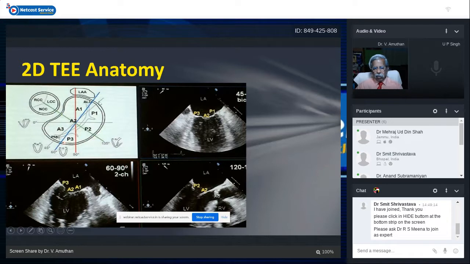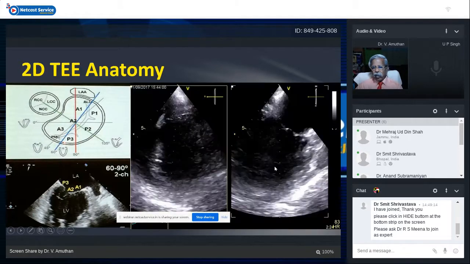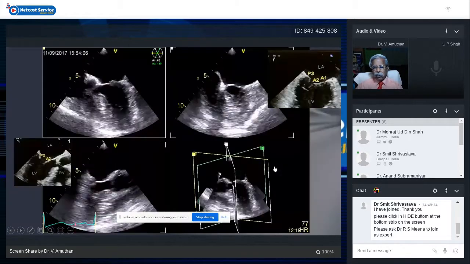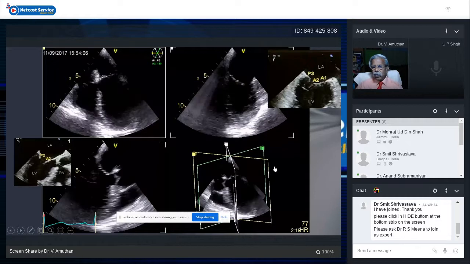But still, if you change the direction of the cut, see this is the direction, 120 degrees. If you slightly move this side or that side, the scallops may change. So it's very difficult to understand which scallop is prolapsing by this 2D technique. Whereas when you go for the 3D, it will be very easy.